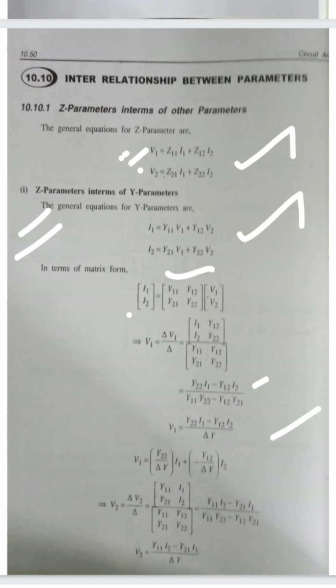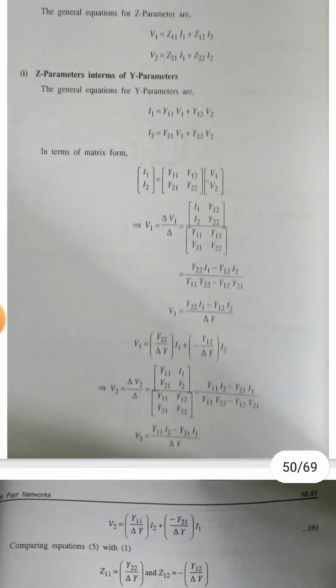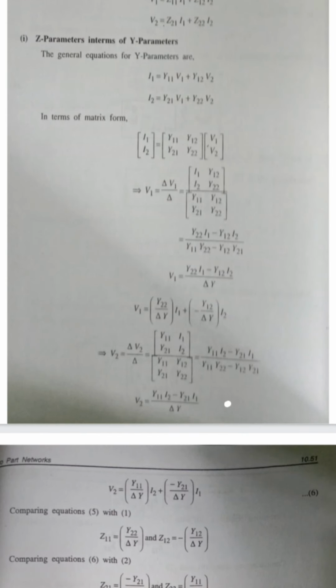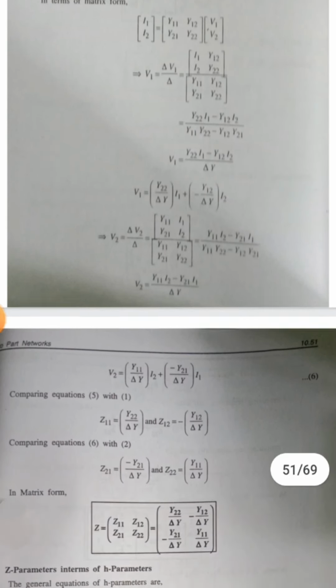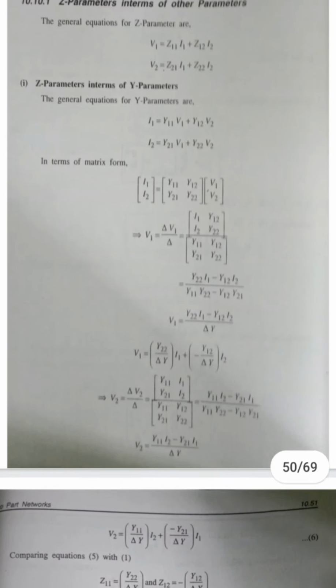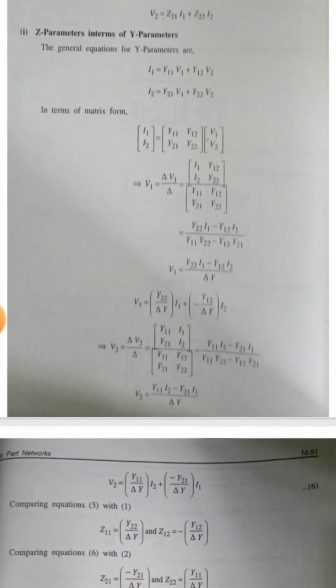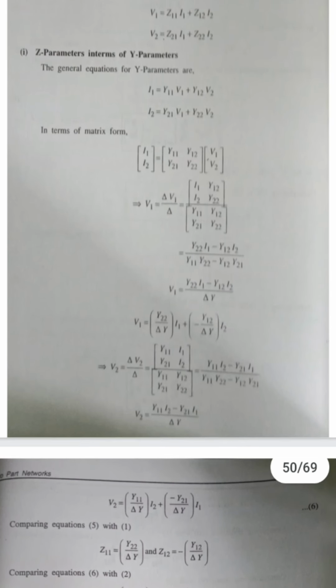Next, we find the value of v2. What is the formula for v2? v2 is del v2 by del. Similarly, in the same way, we find v2. So it is the v2 value. Now that we have v1 and v2, we can substitute them in this equation. We got the value of v1 and v2.